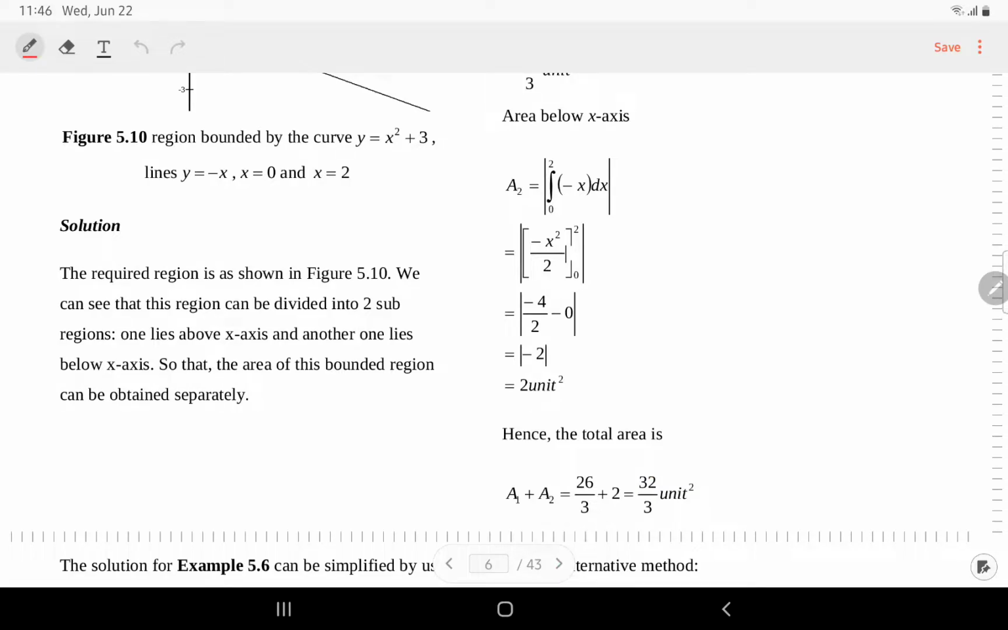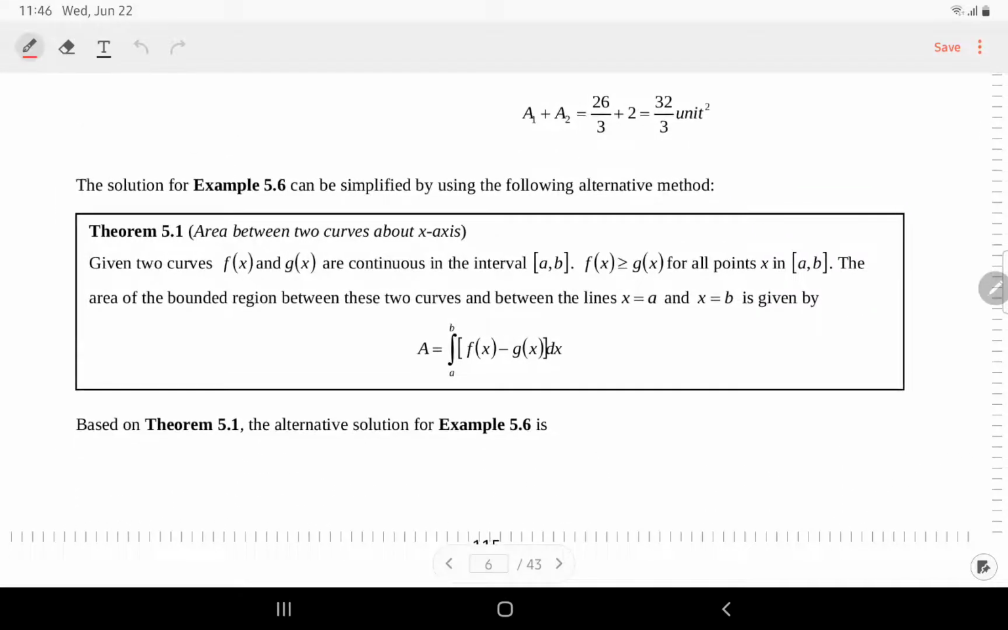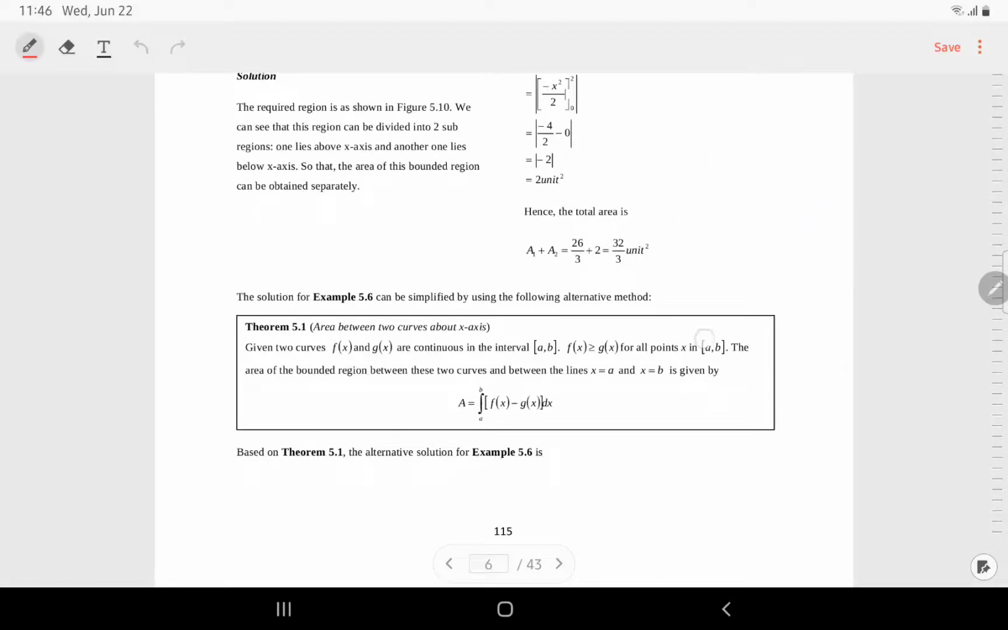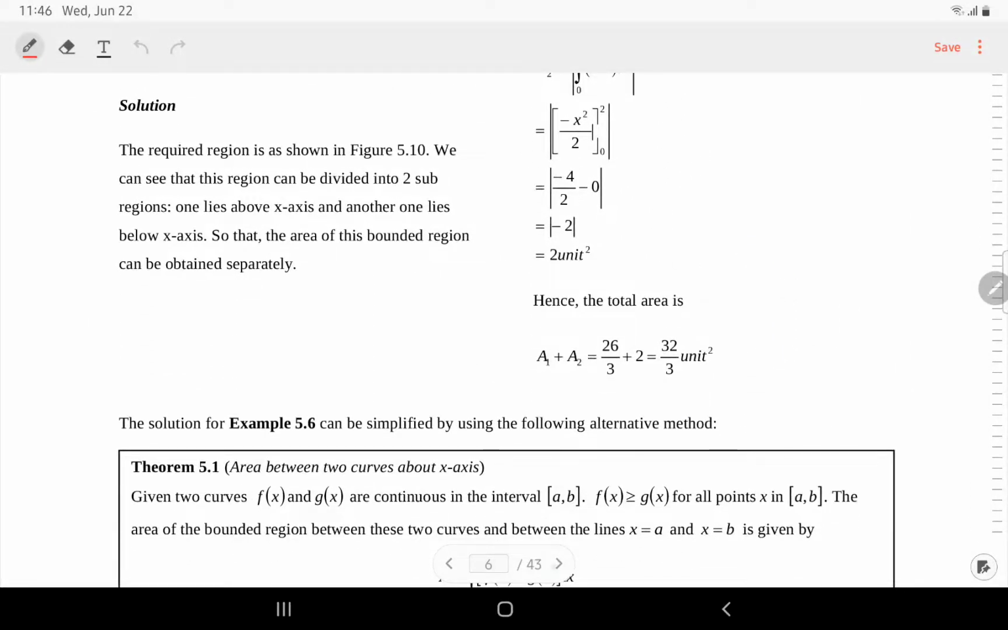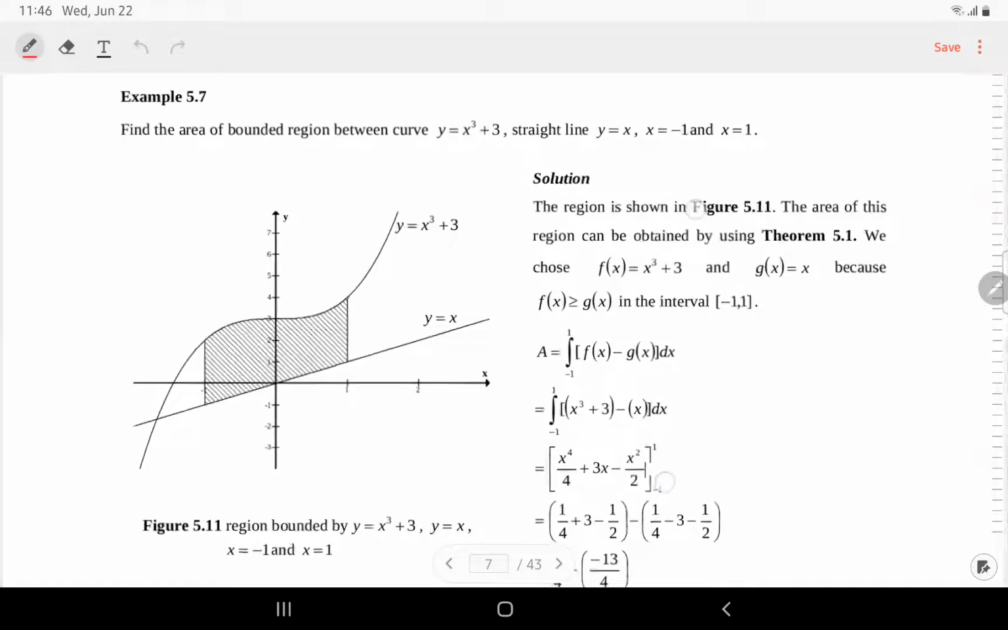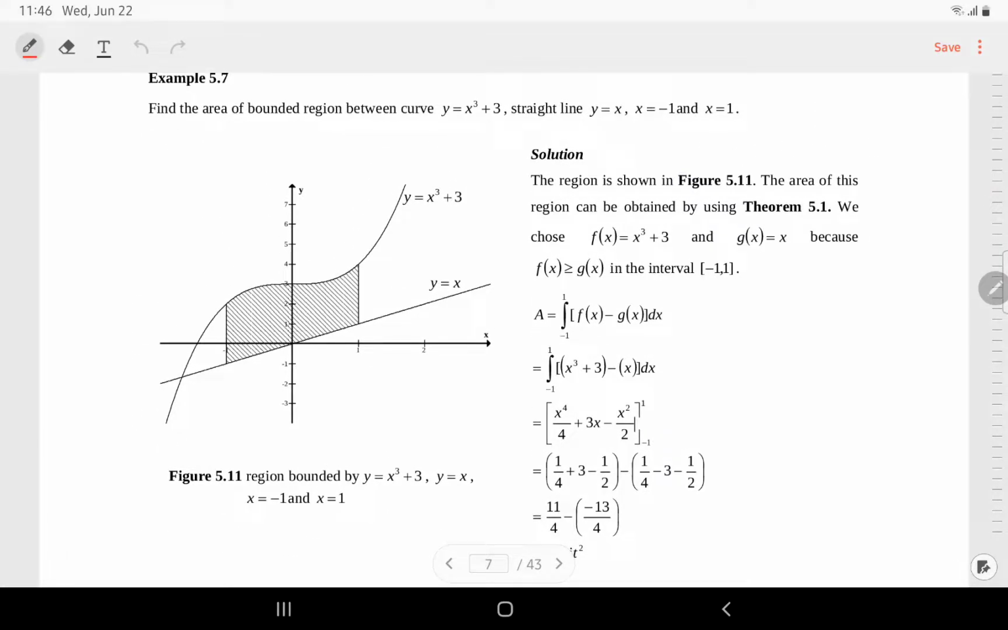Okay, so itu alternative solution lah, which is the solution is lebih pendek lah nak compare dengan solution tadi. Tapi tak kisahlah, dalam exam you all nak buat yang mana pun tak kisah. Okay, so kita tengok example 5.7. Yang ni kita nak buat cara pendek. Kita tak bahagikan kepada dua subregion macam tadi.